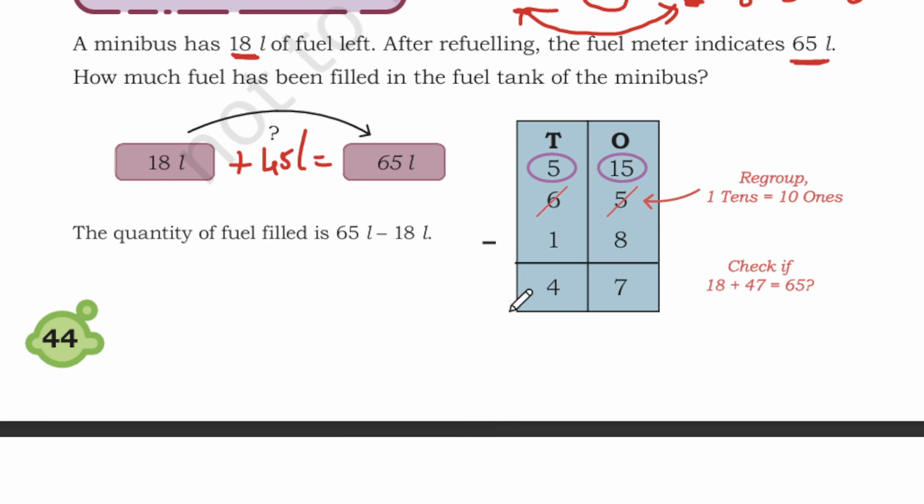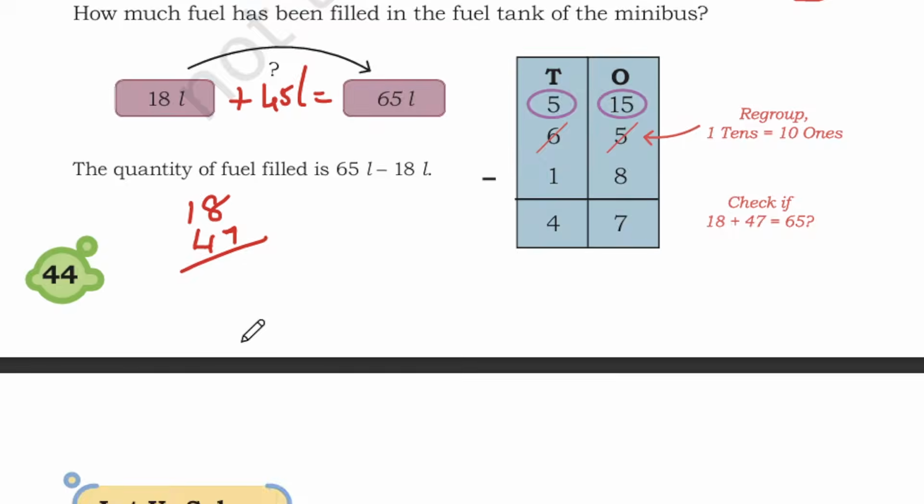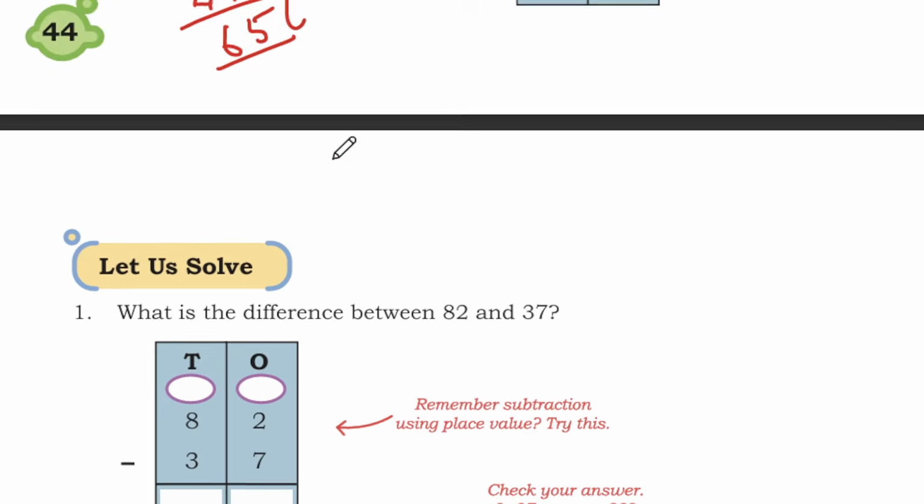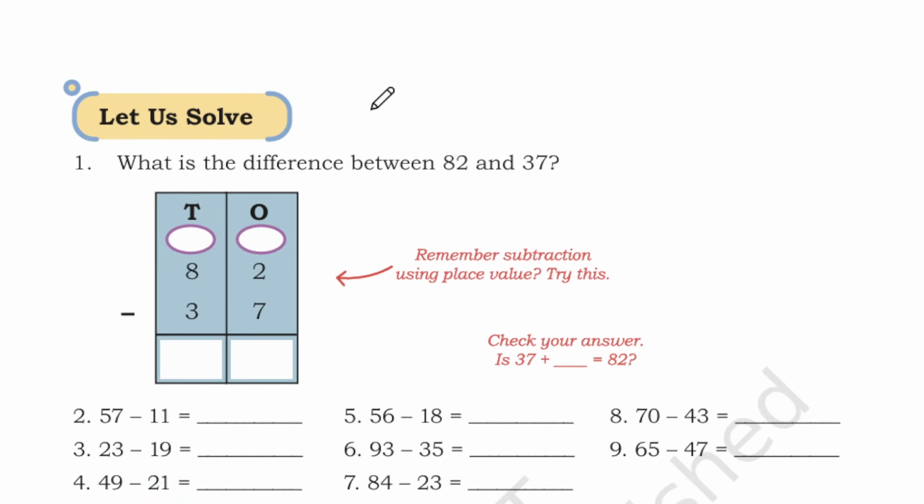Okay, you can also cross check it. How we can cross check it is we have to add 18 plus 47. Okay, so 8, 9, 10, 11, 12, 13, 14, 15. So 1 plus 1 is 2, 2 plus 4 is 6. We got this 65 liters. Okay, next. Let us solve.